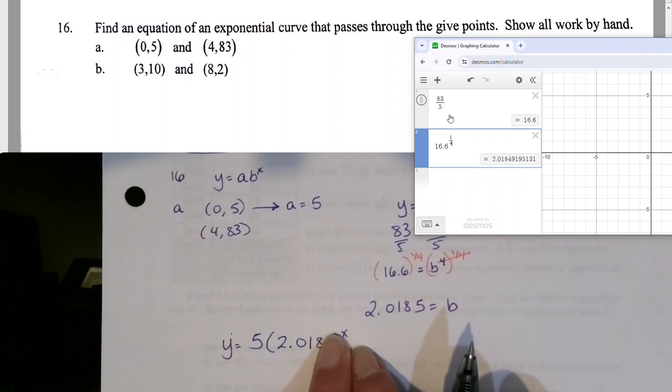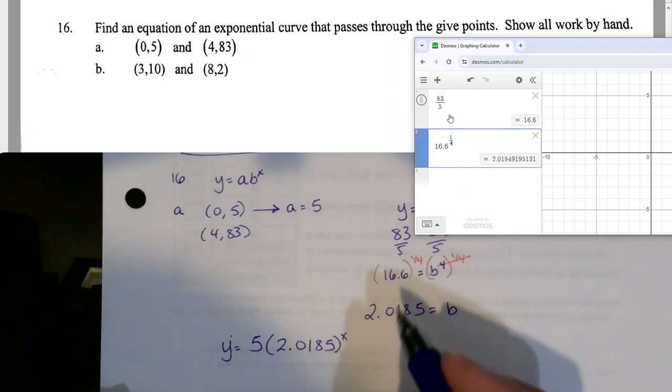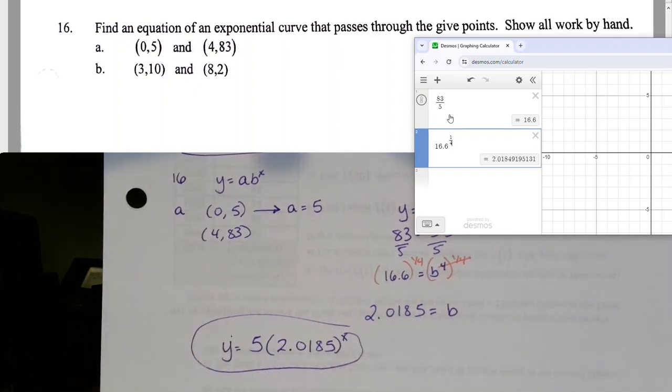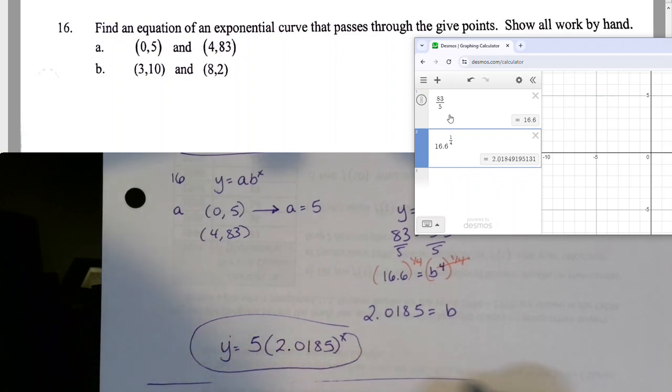Okay, now even though we're in the same question, part B is going to turn out a little bit differently, because if you take a look at those 2 points, I know that y is equal to ab to the x, but if I look at my 2 points, I have 3, 10, and I have 8, 2.